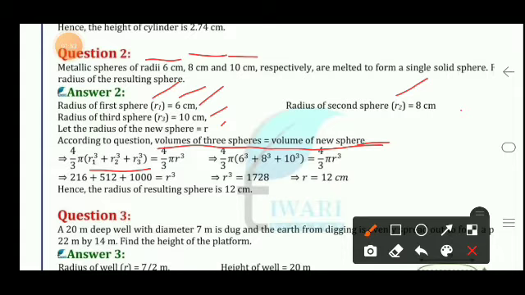So we can cancel out 4 upon 3 pi on both sides. So we have here R cube is equal to 6 cube plus 8 cube plus 10 cube, that is 216 plus 512 plus 1000. So that is coming 1728. So it means R is equal to 12 centimeters. So radius of the new sphere is 12 centimeters.